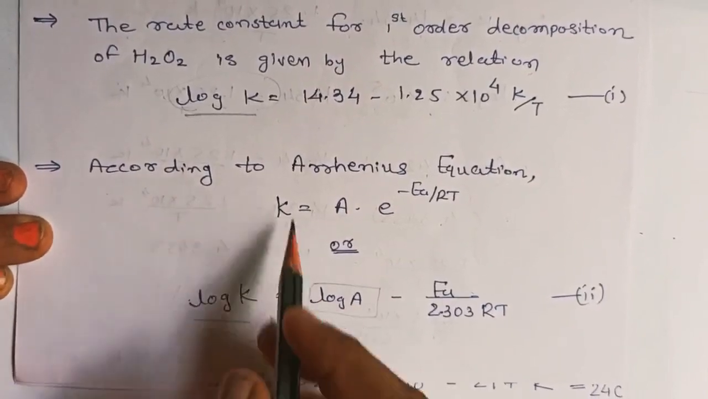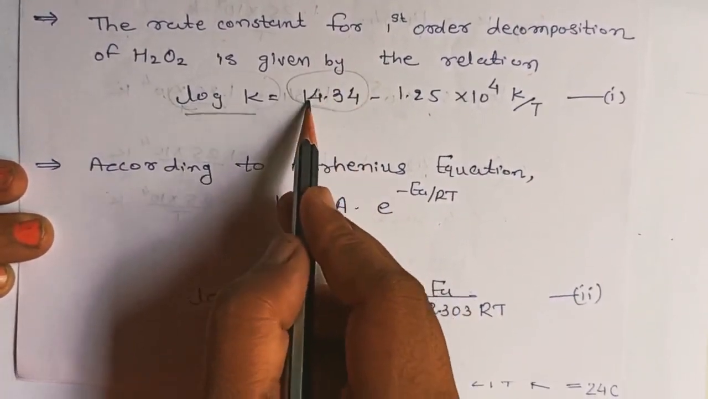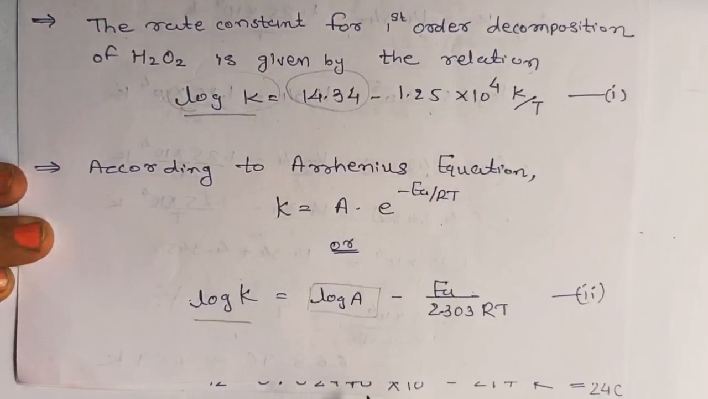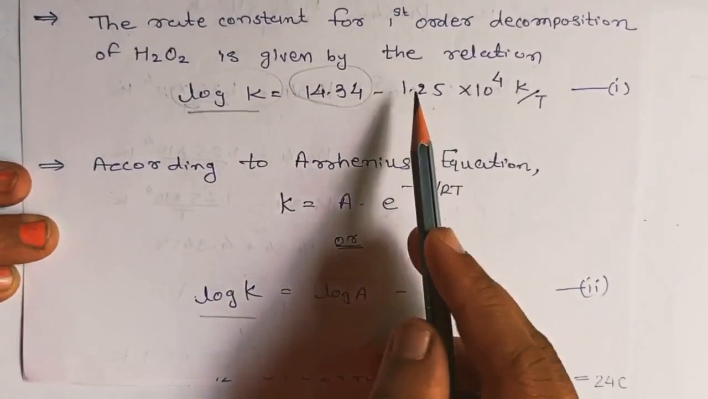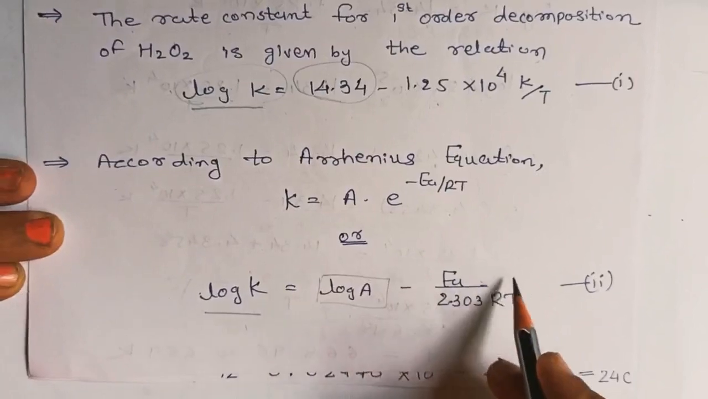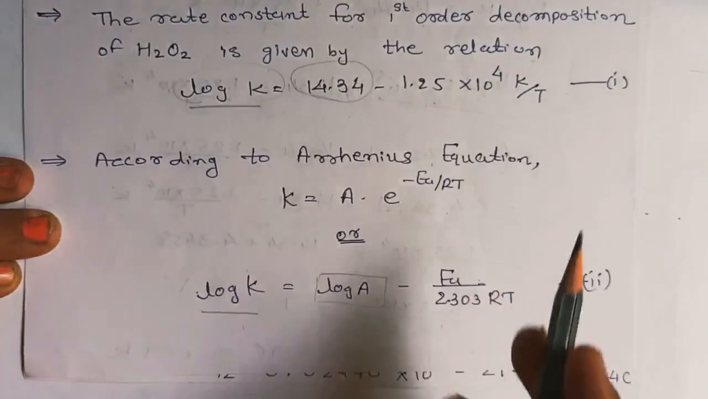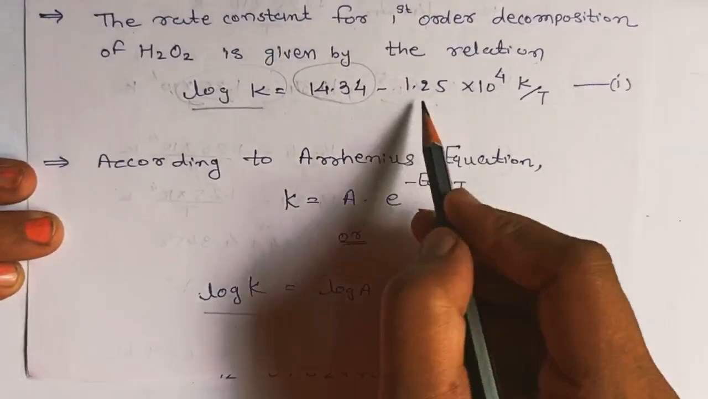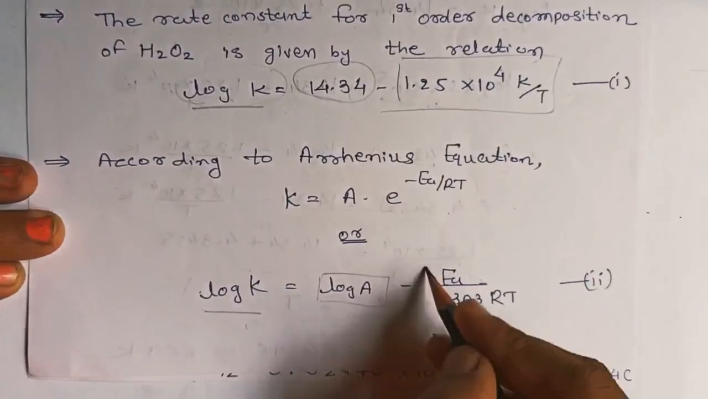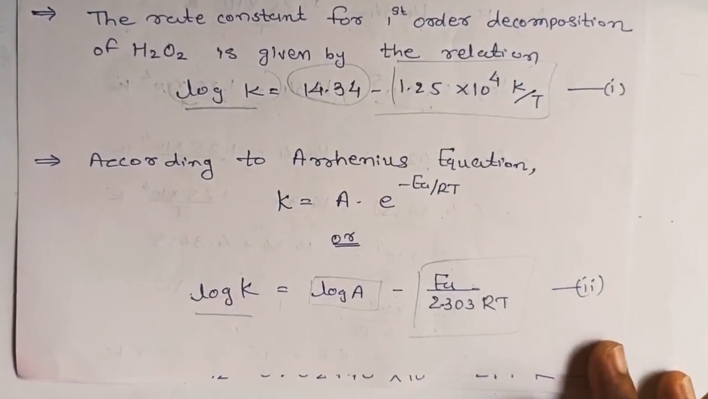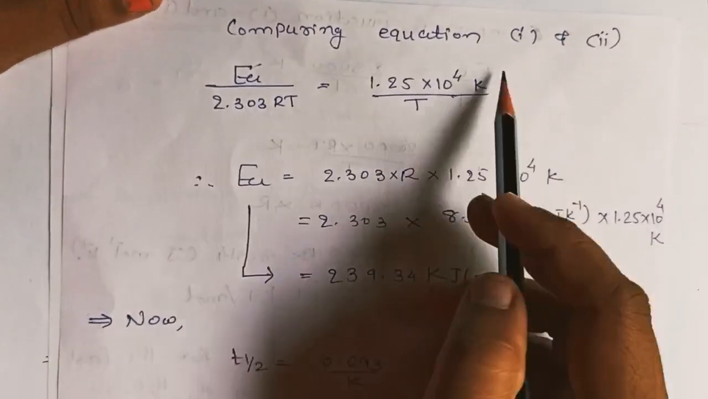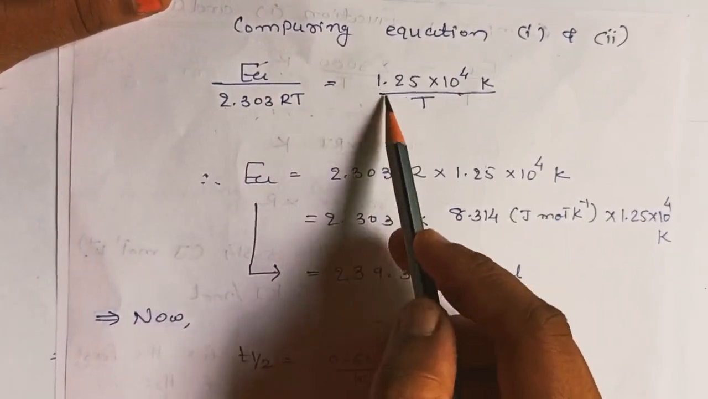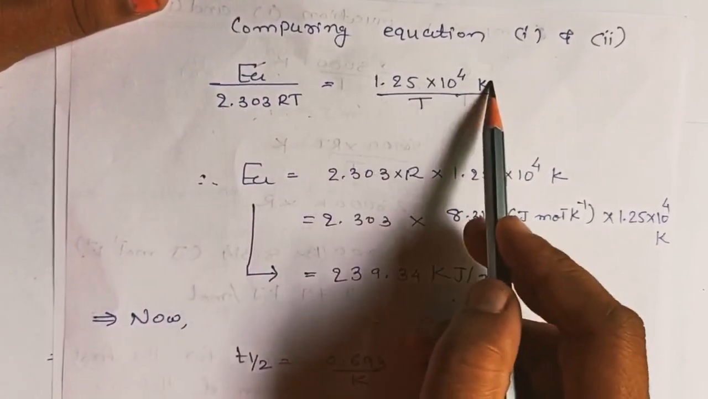Here log A is present, and corresponding to that there is a value of 14.34, which may be the value for log A. And also here given is 1.25 into 10 to the power 4, which we can compare with the term minus Ea by 2.303 RT. That minus sign will be cancelled out. So comparing equations 1 and 2, we will get Ea by 2.303 RT equal to 1.25 into 10 to the power 4 by T Kelvin.